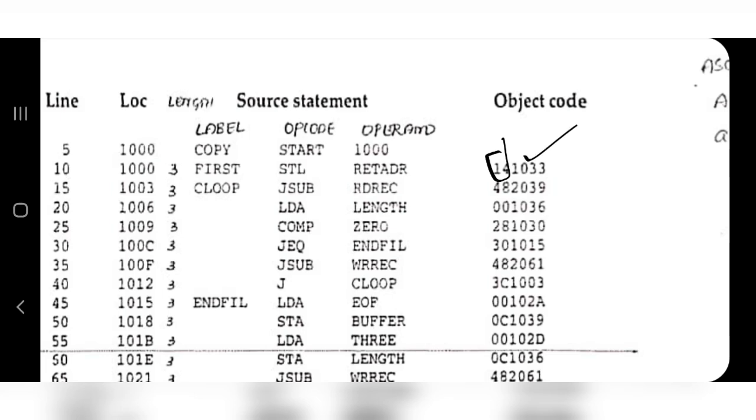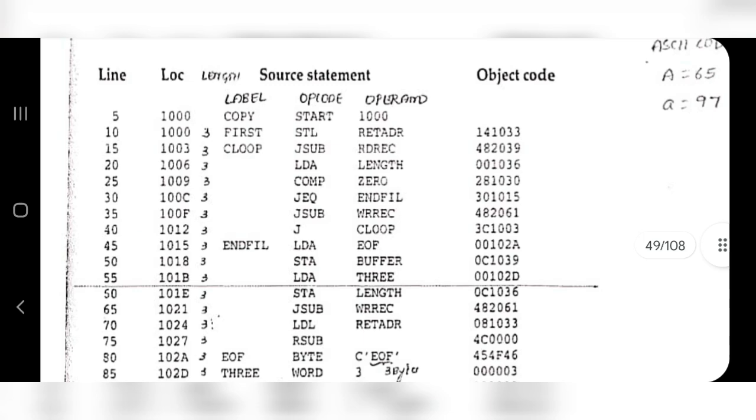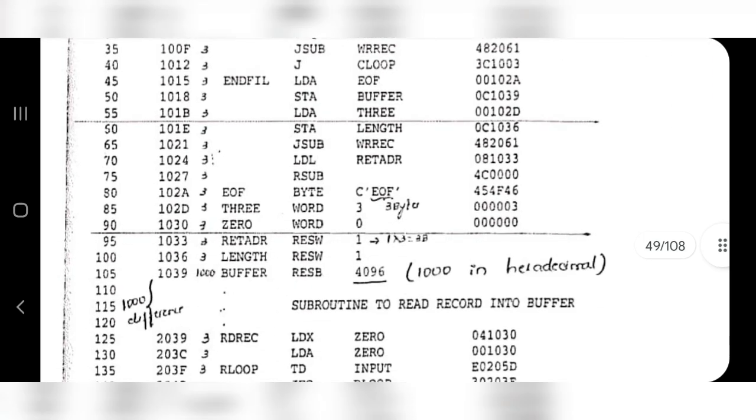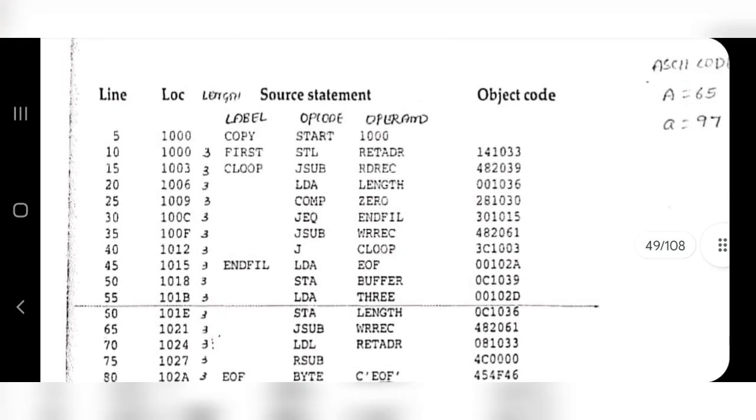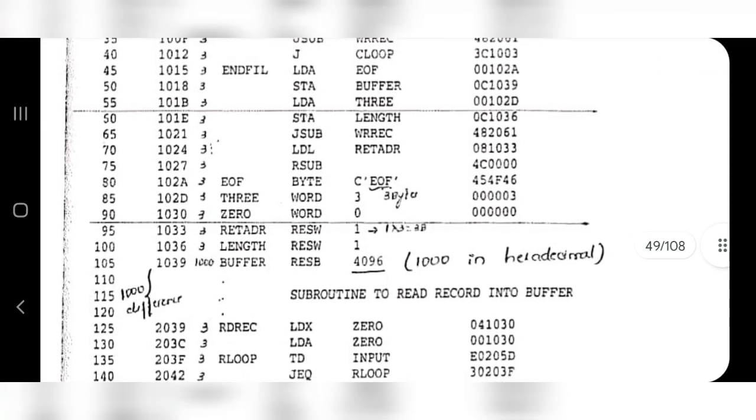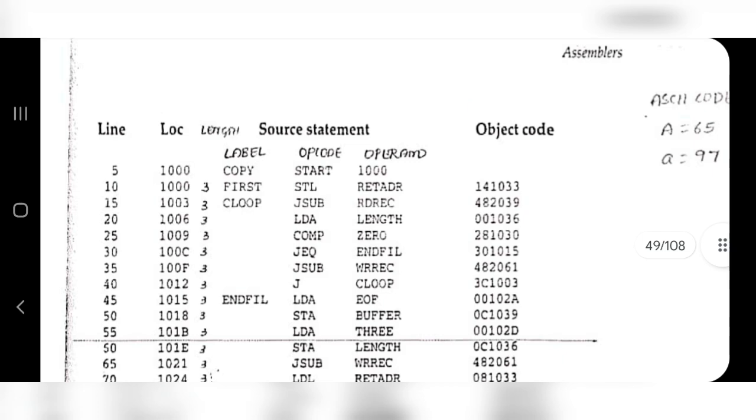After that, what is the next value? How I got 1033 is, you have to see this one, RETADR. Where can you find RETADR? You have to find it in the labels. Underline it and underline the value of it, meaning the address of it. It is 1033. So that's what I have written here, 1033.